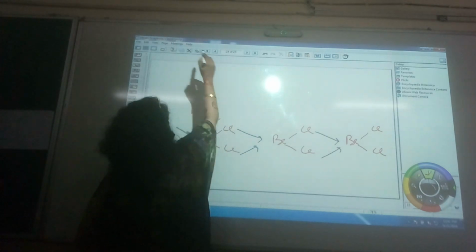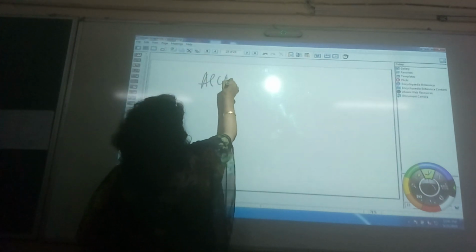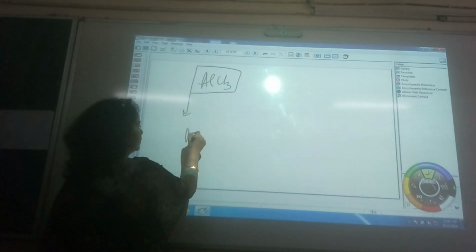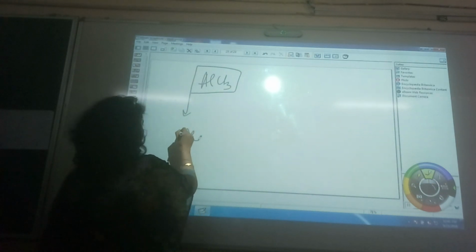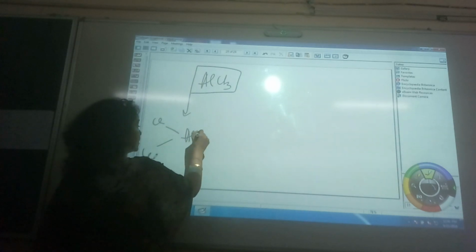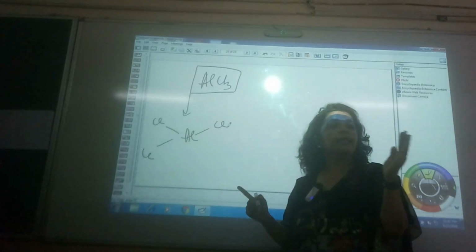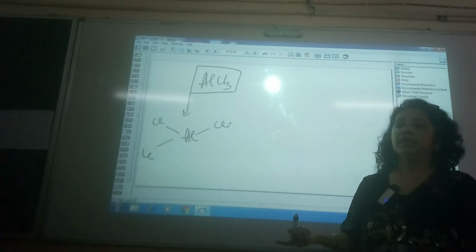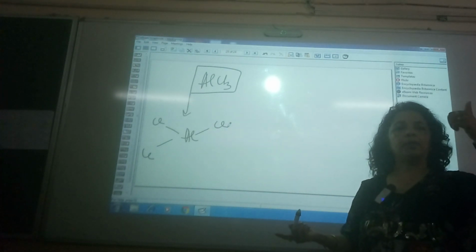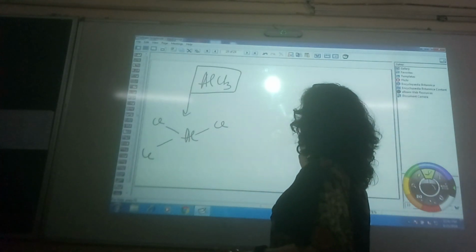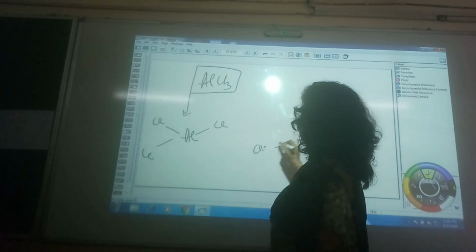The same is also true for AlCl3. Please mind you, AlCl3 has a structure of this kind. You have an aluminium having 3 chlorines. It is a covalent compound because aluminium does not easily lose the 3 electrons. So the ionization energy 1 plus 2 plus 3 is very high. So it prefers to form a covalent compound. So does the other AlCl3.